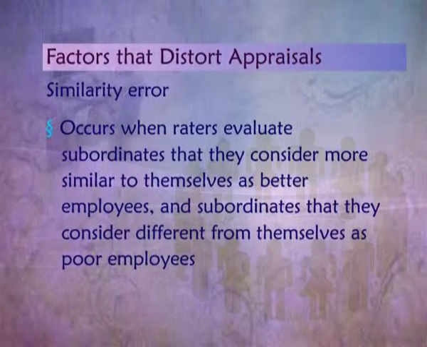Next is similarity error. This occurs when raters evaluate subordinates that they consider more similar to themselves as better employees, and subordinates that they consider different from themselves as poor employees. The evaluators project self-perception onto others. We all have a tendency to feel more comfortable with people who we feel are more similar to ourselves.